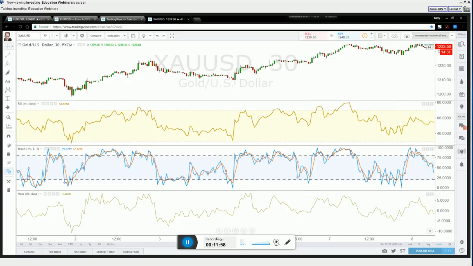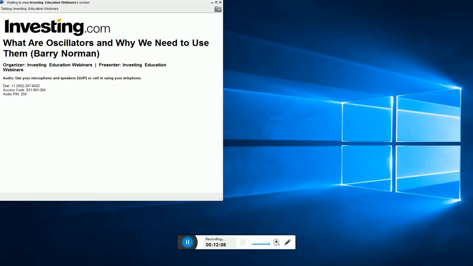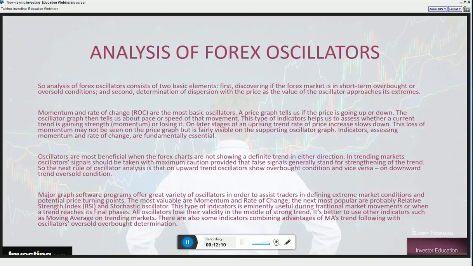So let's go back to my PowerPoint and talk a little bit more about what they do for you. Okay. Now, analysis of Forex oscillators consists of two basic elements. First, discovering if the market is in a short-term overbought or oversold condition. And second, determination of the divergence with the price as the value of the oscillator approaches its extremes.